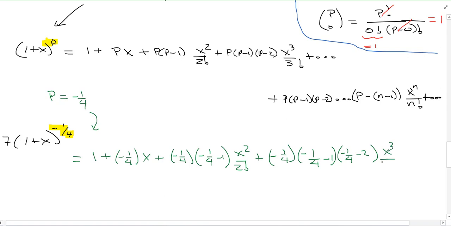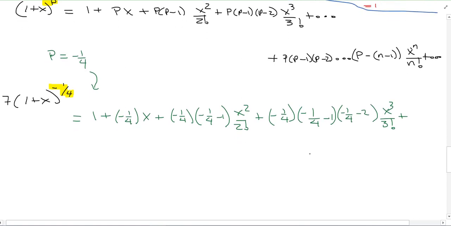And then x cubed over 3 factorial. Can we see a pattern? Well, we probably need to do the math a little bit here. So it'll be 1 minus 1/4 x. And so this will be plus, that is negative times, oh wait, what is this? So this is negative 1/4. Well, this is going to be a negative anyway, but what is it? So here you have negative 1/4 times, what's negative 1/4 minus 1? So that's negative 5/4.